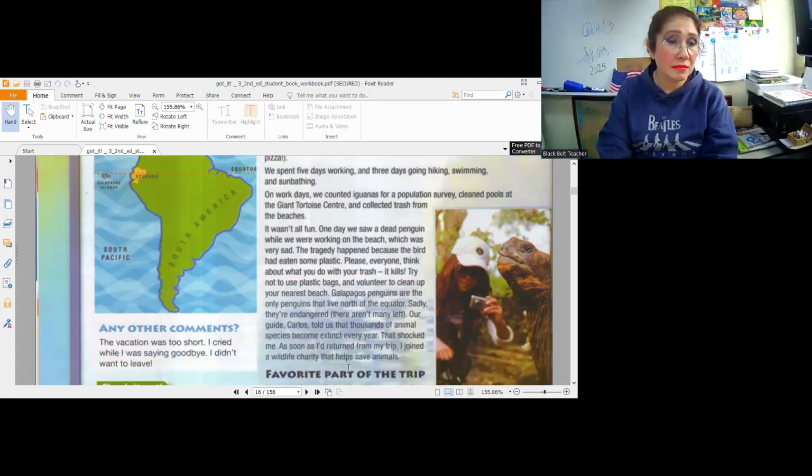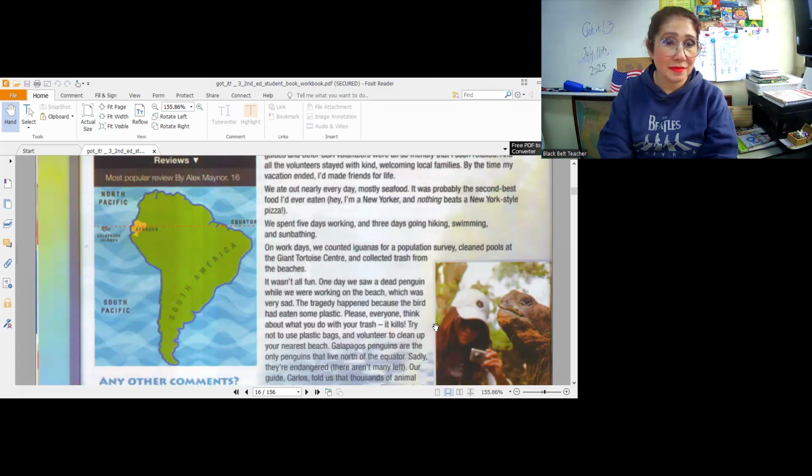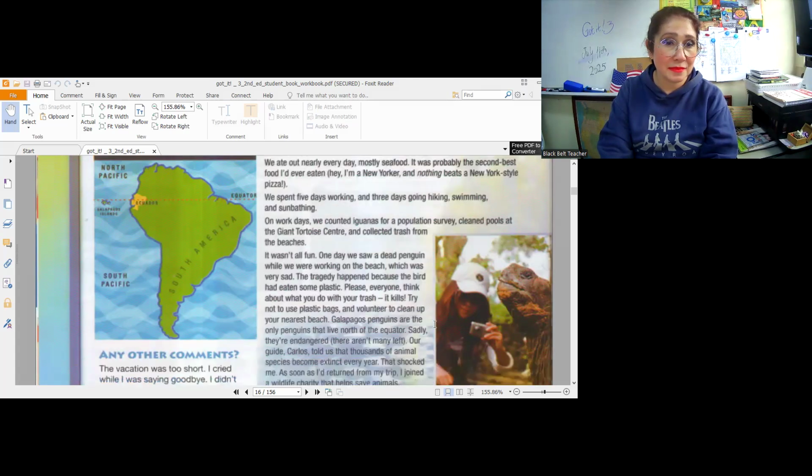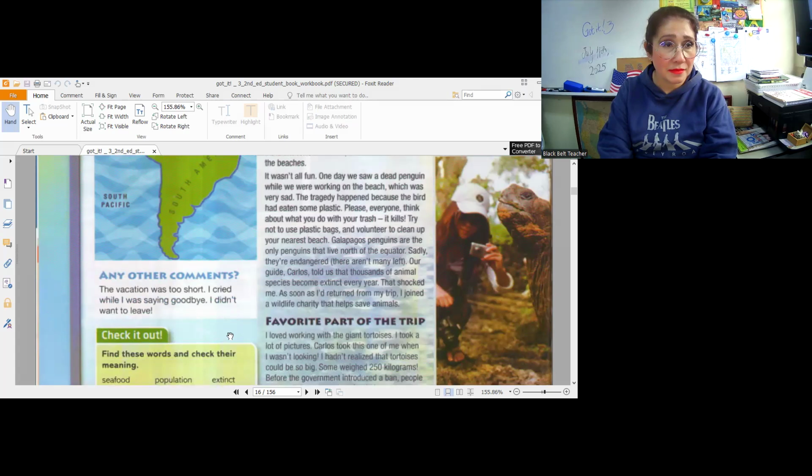Favorite part of the trip? I loved working with the giant tortoises. I took a lot of pictures. Carlos took this one of me when I wasn't looking. I hadn't realized that tortoises could be so big. Some weigh 250 kilograms. Before the government introduced a ban, people had hunted giant tortoises for their meat. Any other comments? The vacation was too short. I cried while I was saying goodbye. I didn't want to leave.